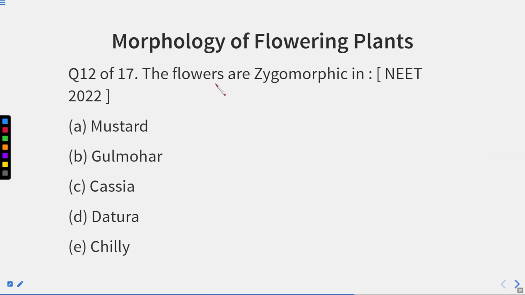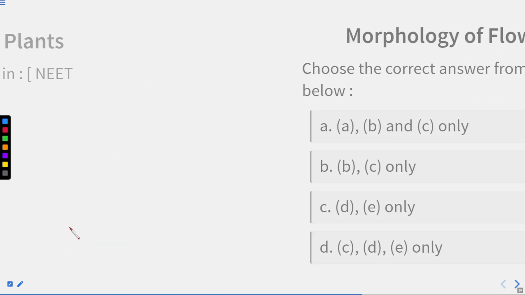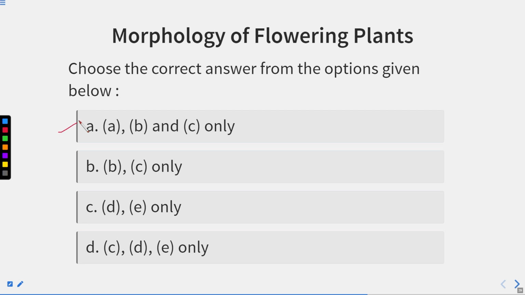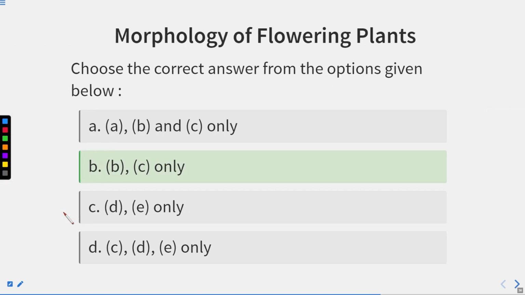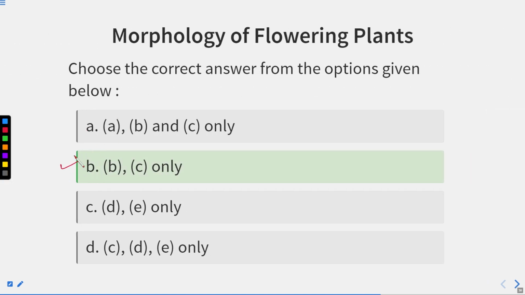The next question is, the flowers are zygomorphic. Zygomorphic, I've already explained to you. These are the options here: mustard, gulmohar, cassia, datura, and chili. The choices are: A, B, and C only; B and C; D and E; or C, D and E. So option B is the correct answer. B and C only are zygomorphic. So you have to memorize everything. You have to memorize a lot in this chapter.